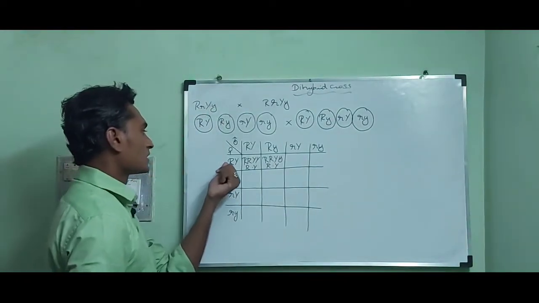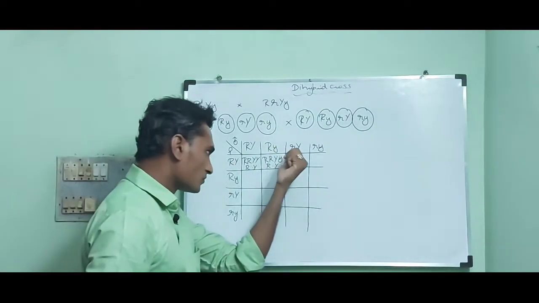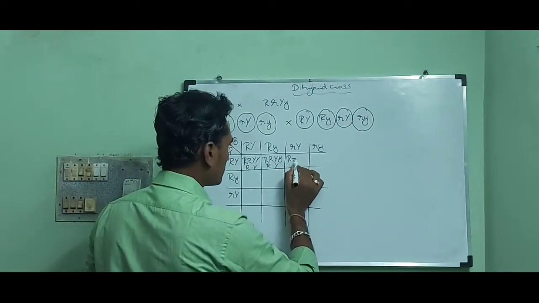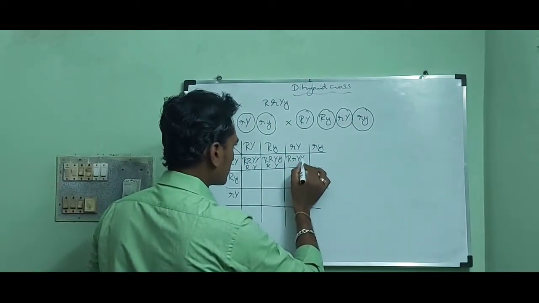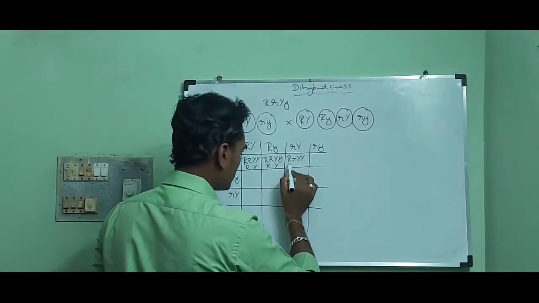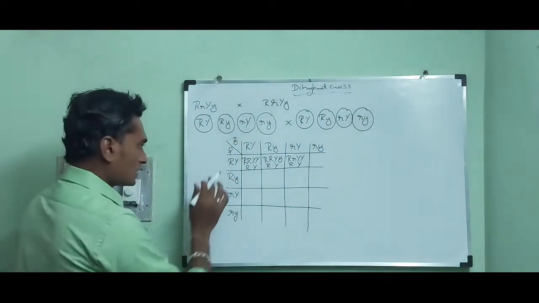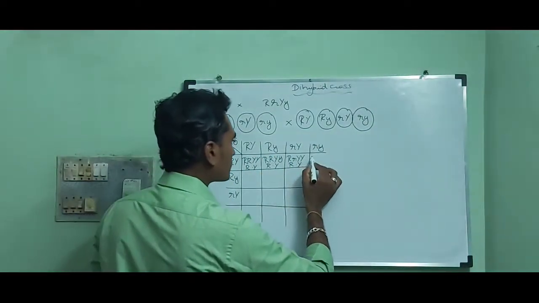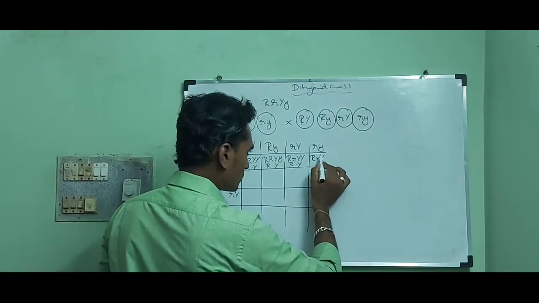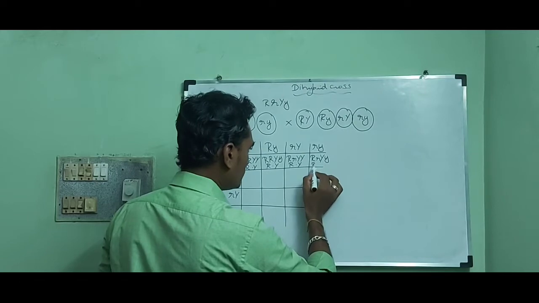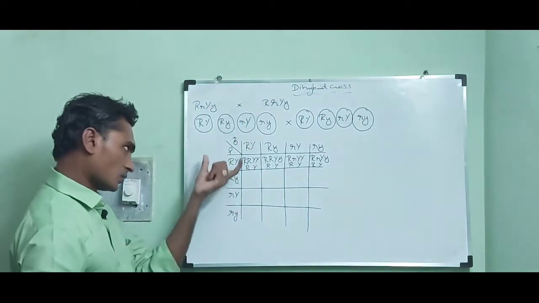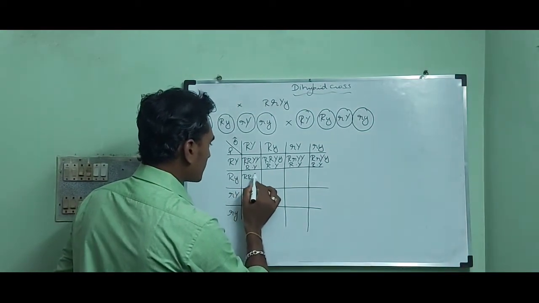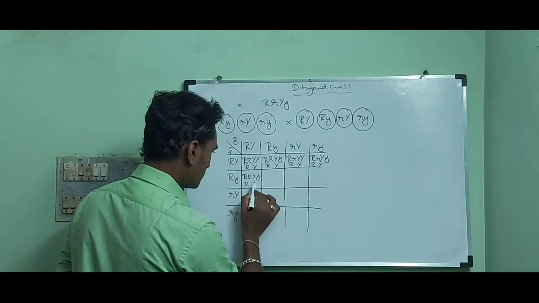Then the capital R, capital Y is going to fuse with the gamete small r, capital Y. Then capital R, small r, capital Y, and it gives the young one round yellow. Then capital R, capital Y is going to fuse with small r, small y. So capital R, capital Y, small y, and it gives the young one round yellow. Likewise you have to make fusion of gametes. So capital R, capital Y, small y, it shows the phenotype round yellow.